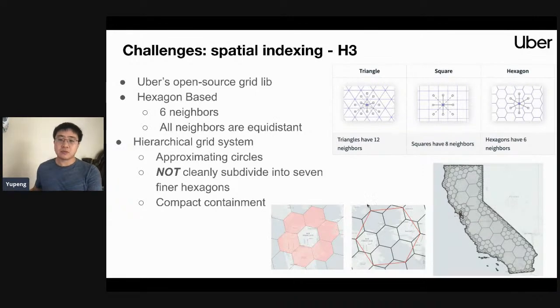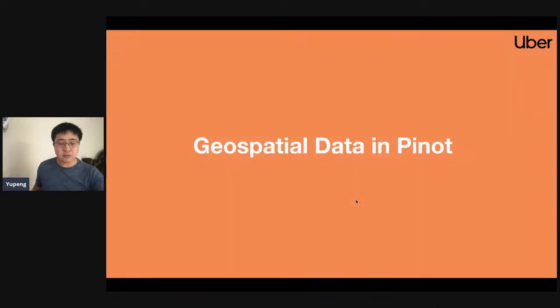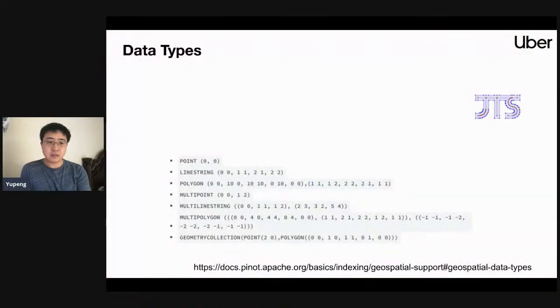One thing I want you to keep in mind is that the hierarchical grid system is different from circles, but they are just trying to approximate circles. So this presents some unique challenges on how we can compute exact results. And in a later slide, I will describe how we overcome this challenge. All right, so let's talk about how we build these geospatial features and address those challenges we mentioned in the earlier slides.